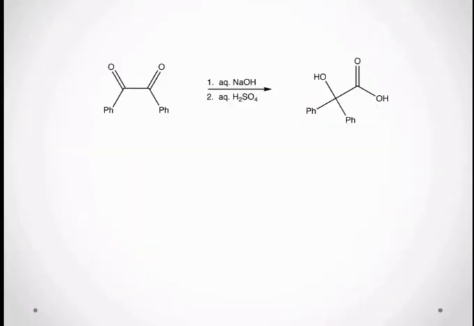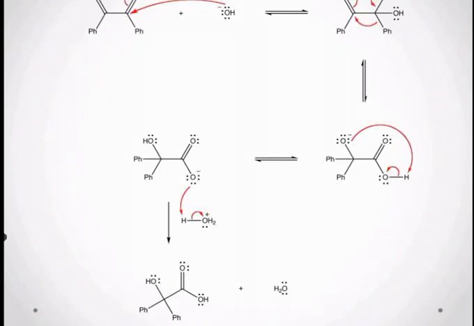Now in this reaction, when a benzil is treated with sodium hydroxide or potassium hydroxide, followed by treatment with acid, it forms benzilic acid. Here I choose a symmetric benzil. So what is the reaction mechanism of this reaction?